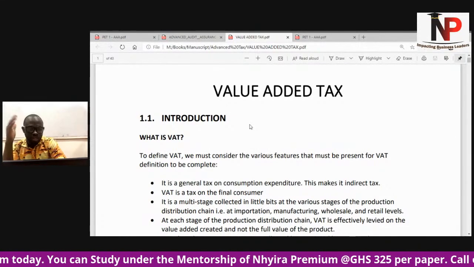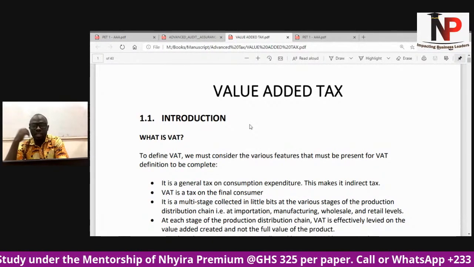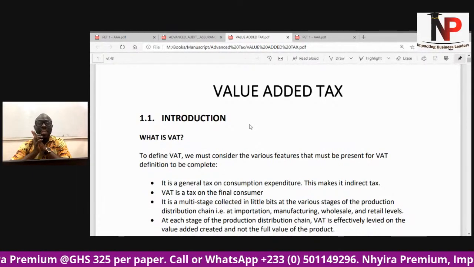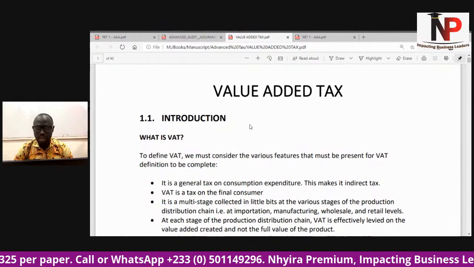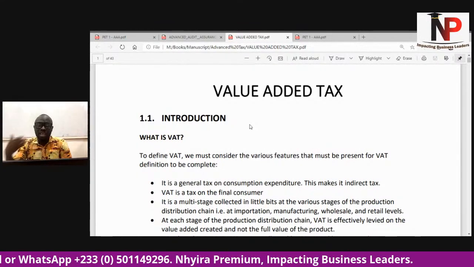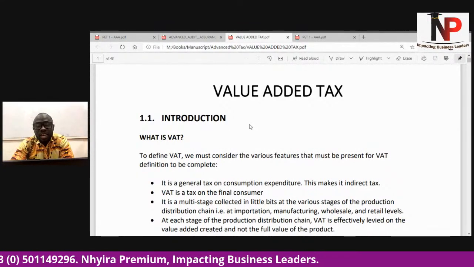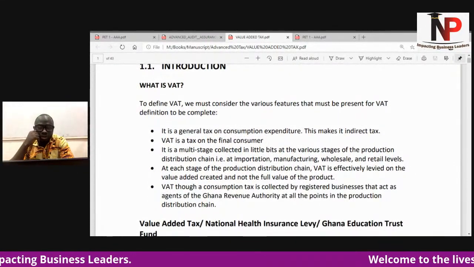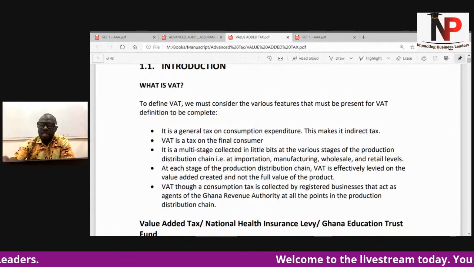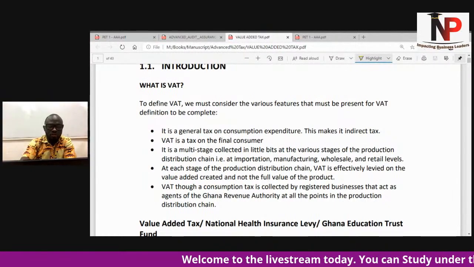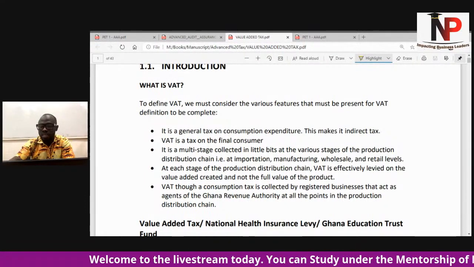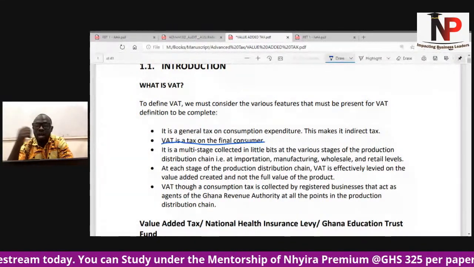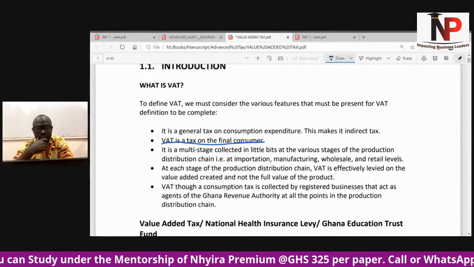So yesterday we started with value-added tax, and we defined what value-added tax is. We said that it is a general tax on consumption expenditure, so it's an indirect tax that is charged by the one selling the goods. And we said that it is tax that is charged to the final consumer. That is very important in there. So it is the final consumer who is going to be paying this tax.